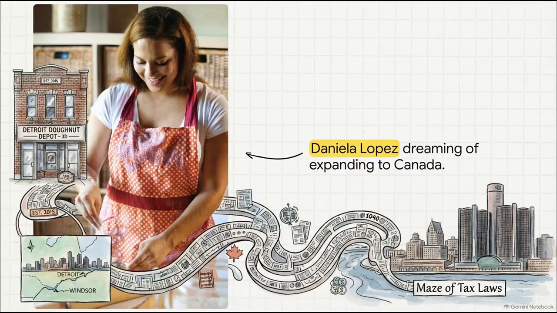To make these abstract concepts a bit more concrete, we're going to follow a really relatable case study. Meet Daniela Lopez. She is the proud owner of the Detroit Doughnut Depot, or 3D, a highly successful local bakery in downtown Detroit. Daniela has a big dream. She wants to take her business global by expanding just across the border to Windsor, Canada. But to make that happen, she has to navigate an absolute maze of tax laws.